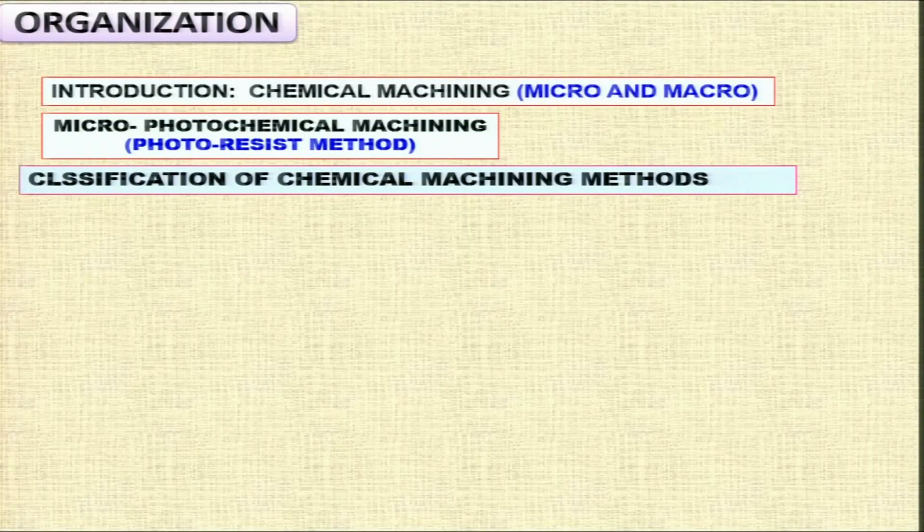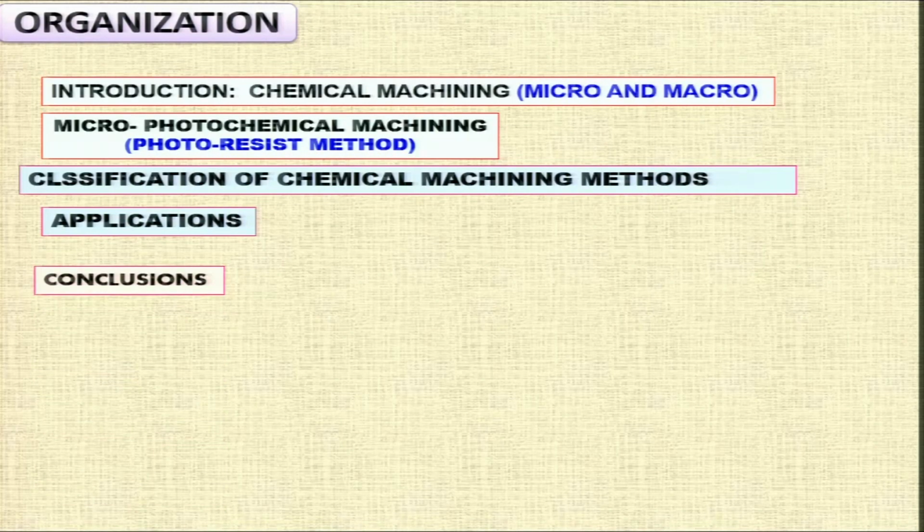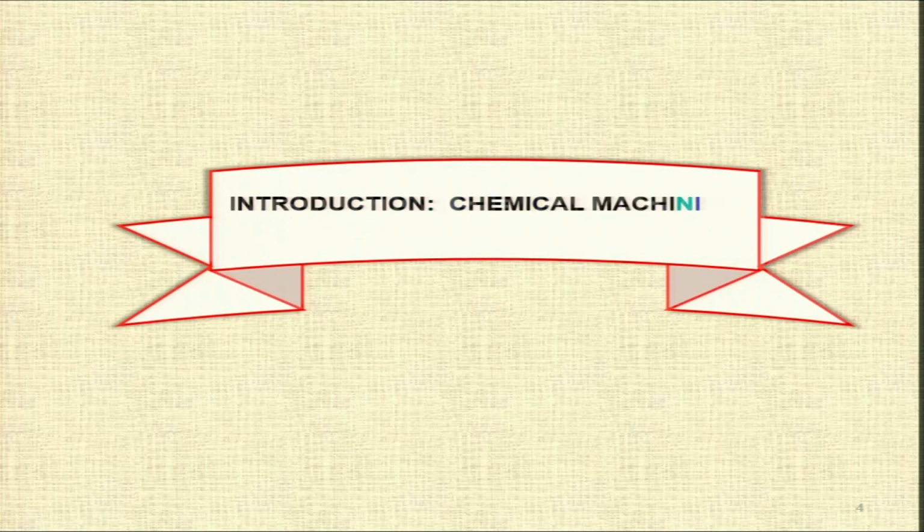Organization of the talk is: Introduction to Chemical Machining, Micro and Macro both; Micro Photochemical Machining using photoresist method; Classification of Chemical Machining Methods; Applications and conclusions. Please note it carefully. Here I am not going into the electrochemistry of the process. I will just give a general principle, setup, description and some application.